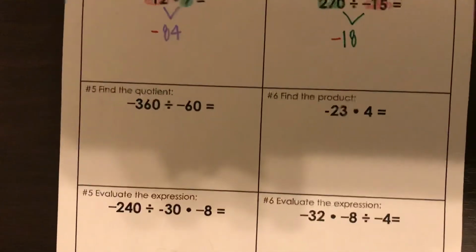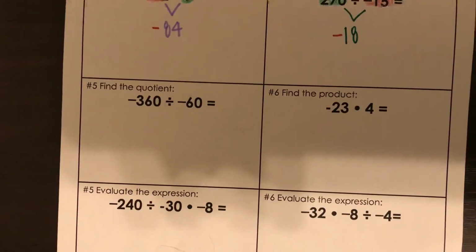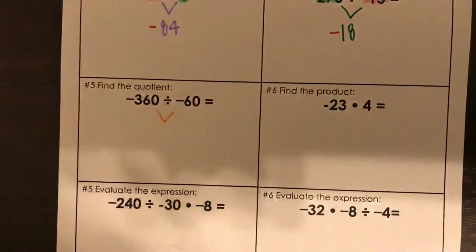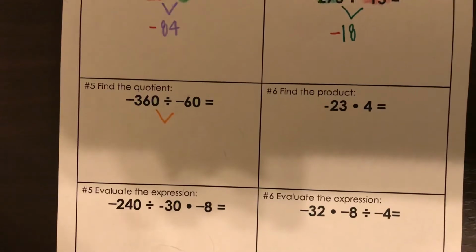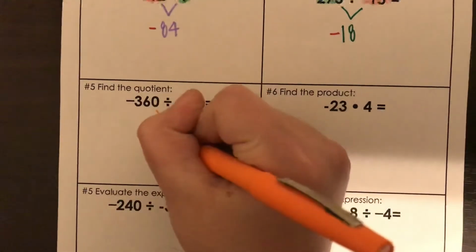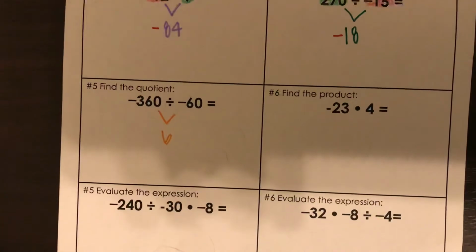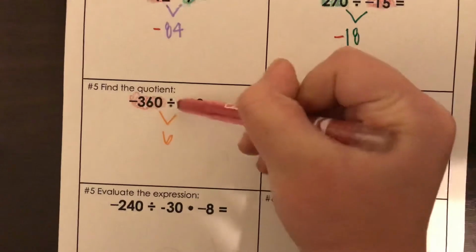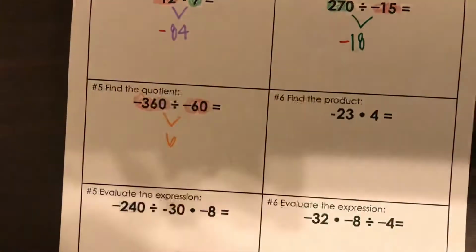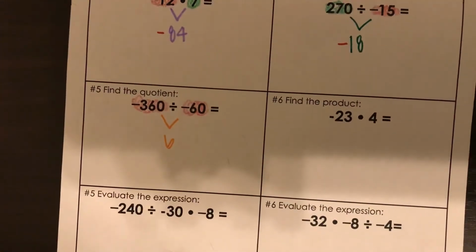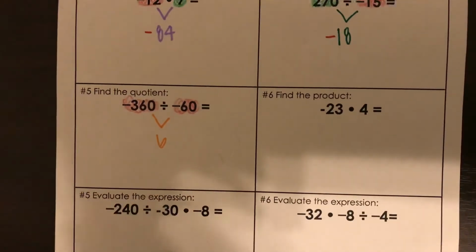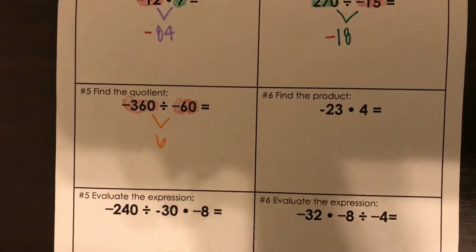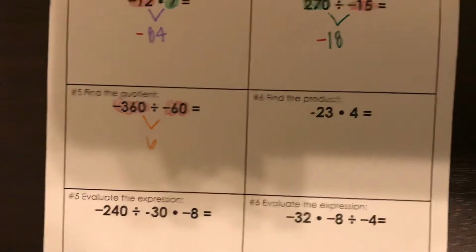All right, moving on to the next one. Negative 360 divided by negative 60. Once again, I'm going to ignore the signs and just do the division. 360 divided by 60 is going to give me 6. Now I'm going to go back and look at the signs. I have a negative 360 and then a negative 60. Since both of my numbers in the original problem are negative, my answer is going to be positive. So I'm going to leave it just like it is. Negative 360 divided by negative 60 gives us 6.